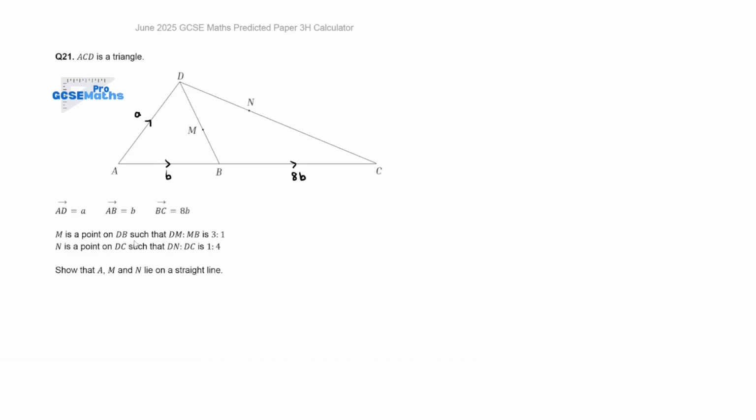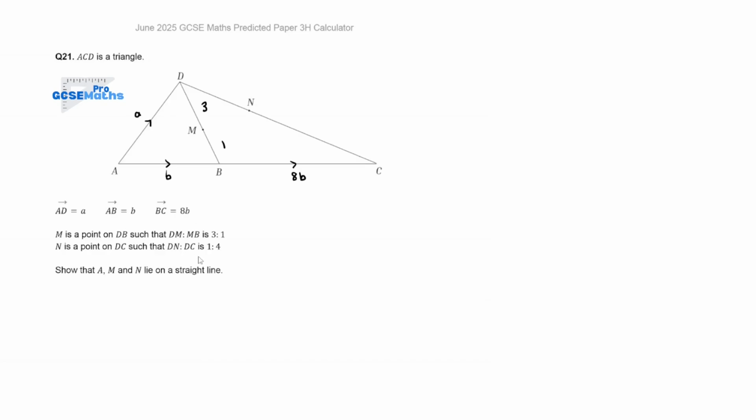M is the point on DB, such that DM to MB is 3 to 1. Again, not necessarily drawn to scale, so don't assume that this is the midpoint unless they physically tell you, right? It's obviously not in this case. Technically 3, and that's technically 1. That's not a vector, right? That's just a scale.